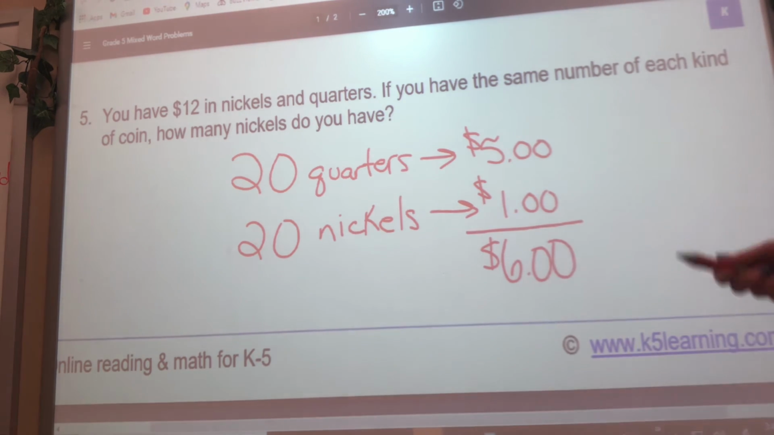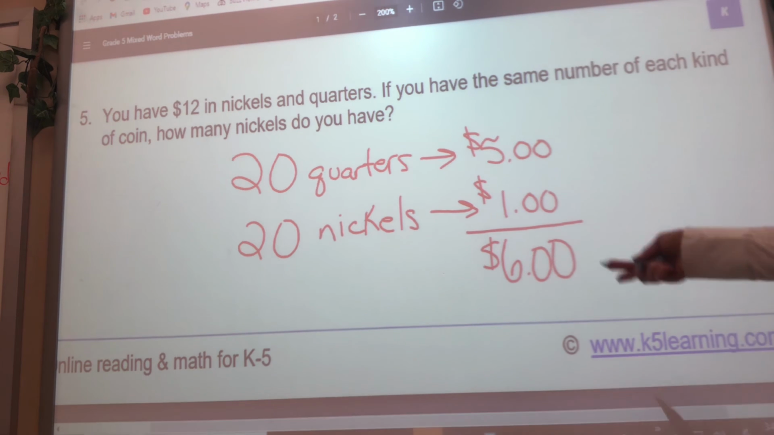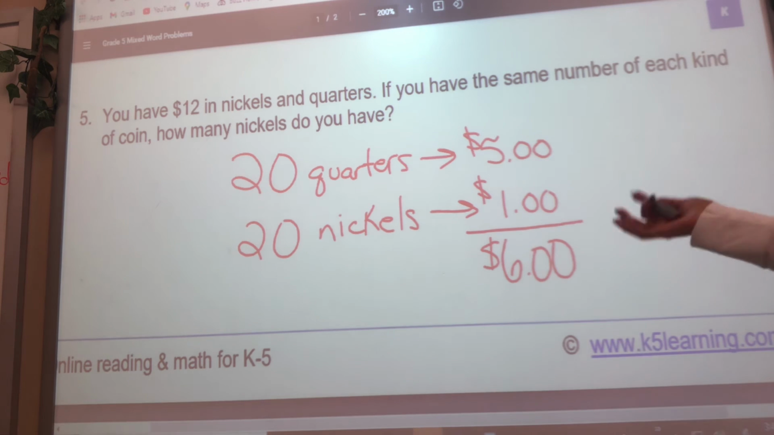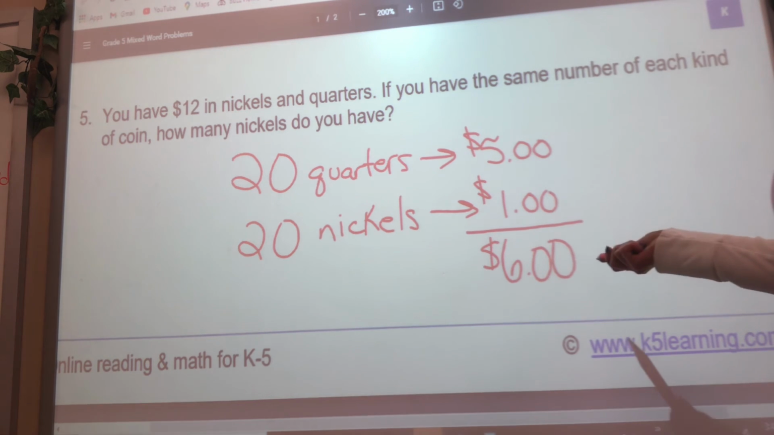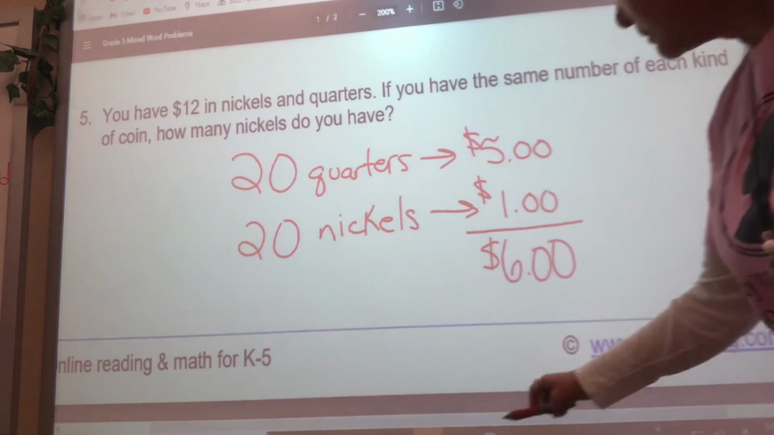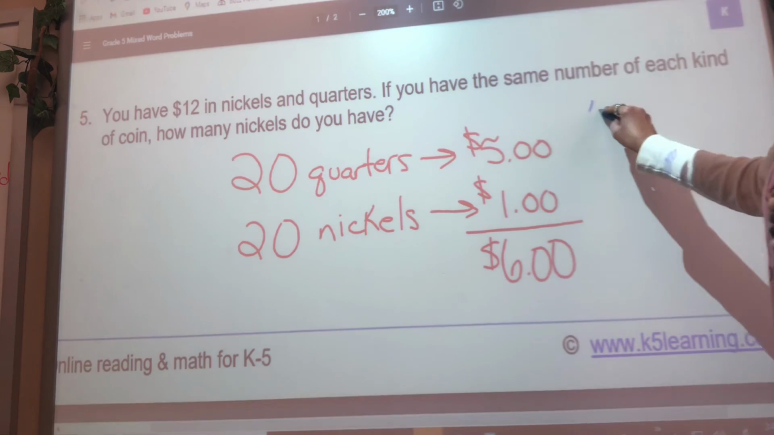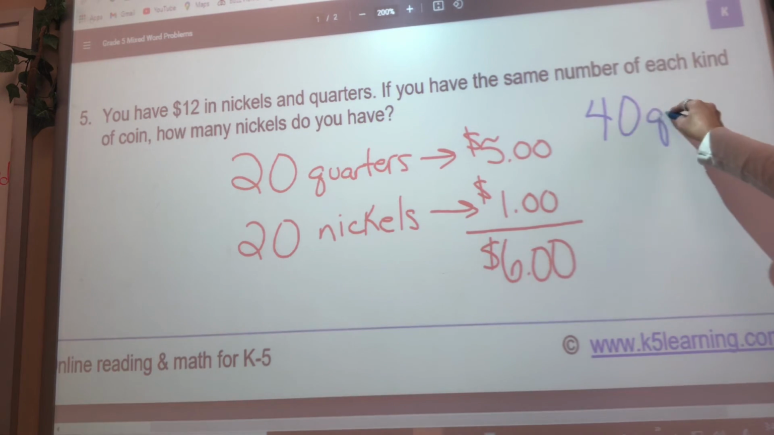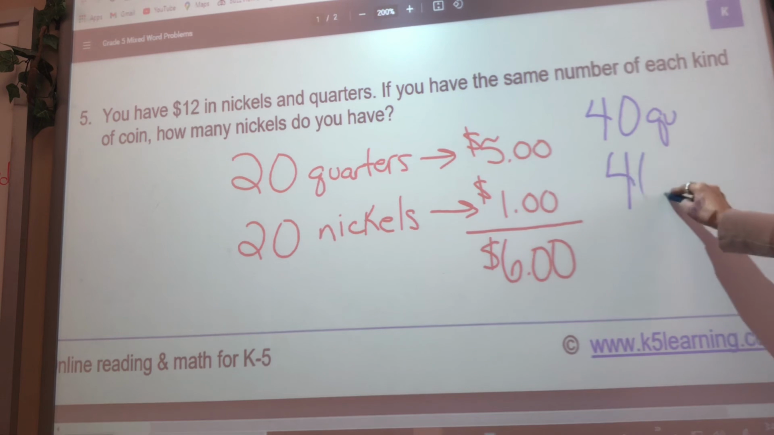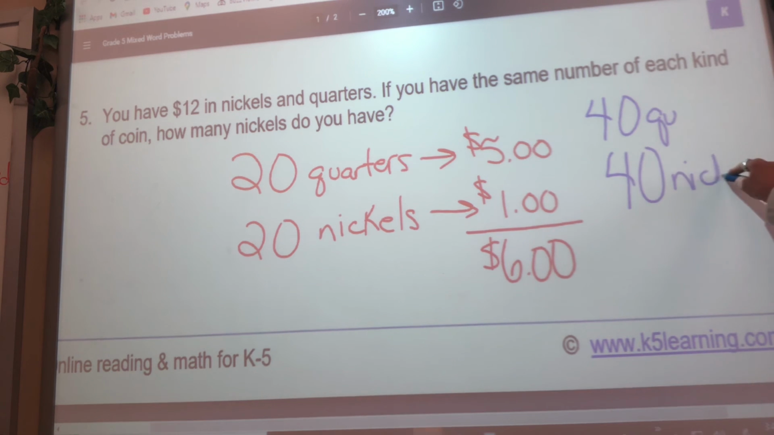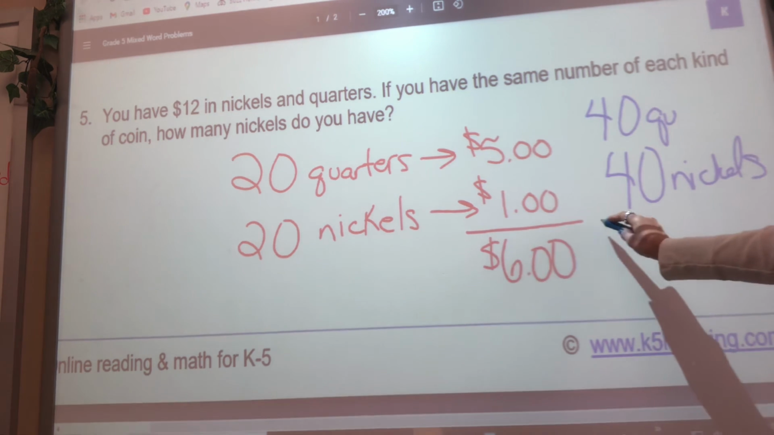Well, it said if we had $12. So what if I just double each one of these? If I double each one of these, then I'll have $12, won't I? So I would end up, I would have 40 quarters and 40 nickels. And that would give us our $12.